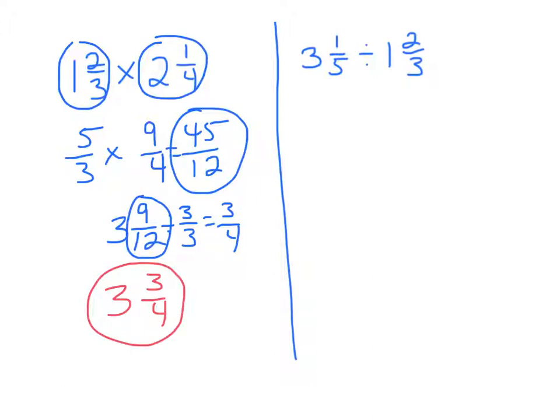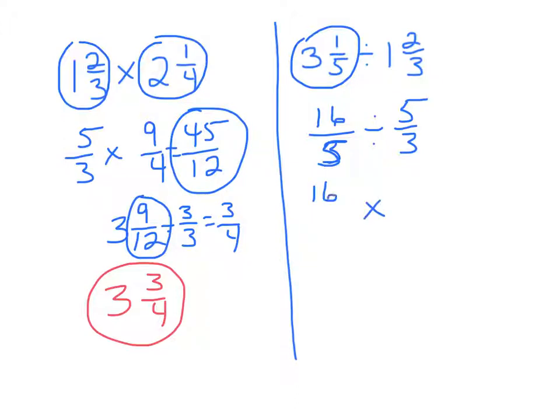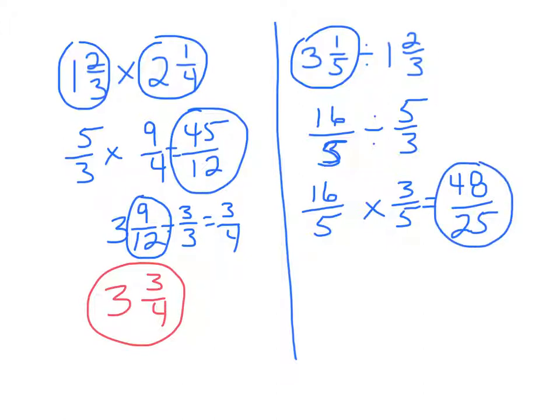For the other problem, I'm going to start off doing exactly the same thing. First thing I am going to do is change both of these into improper fractions. So I get 16/5, not 16/3, 16/5 divided by 5/3. And then I'm going to use the idea of changing this to a multiplication problem. The very first fraction stays the same as 16/5, but I'm going to invert the second fraction and get 3/5. Now I am going to multiply straight across, and I get 48/25.